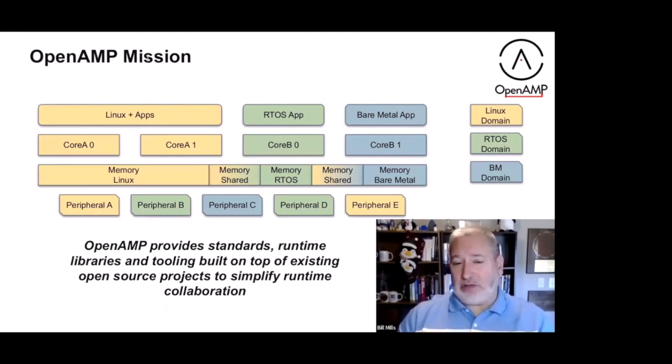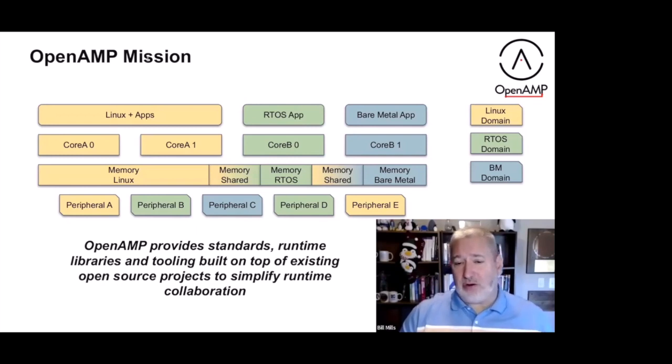And then core B0 here is running an RTOS. Now core B could be completely different than A. And then core B1 is running bare metal, also could be completely different than the others and not capable of SMP. So this is the kind of differences in OS and cores that we're talking about.